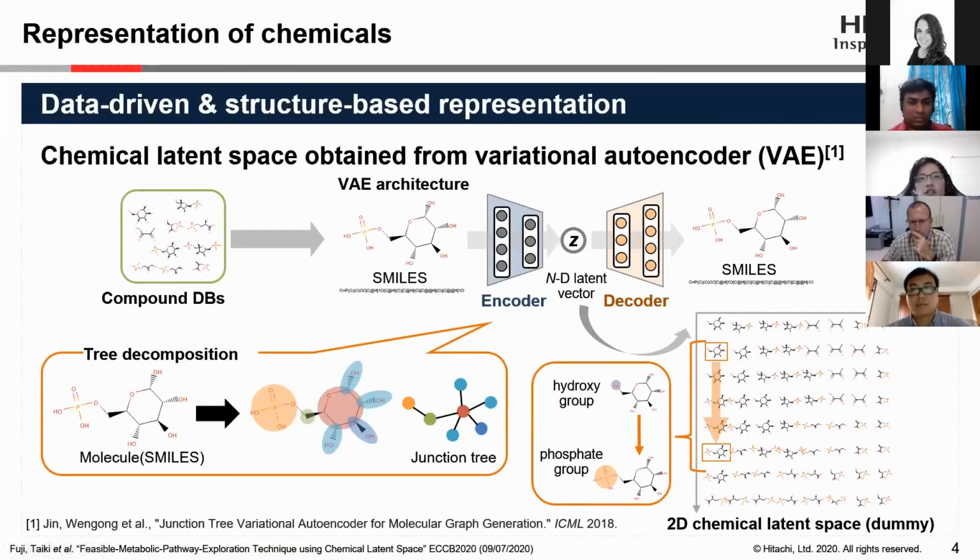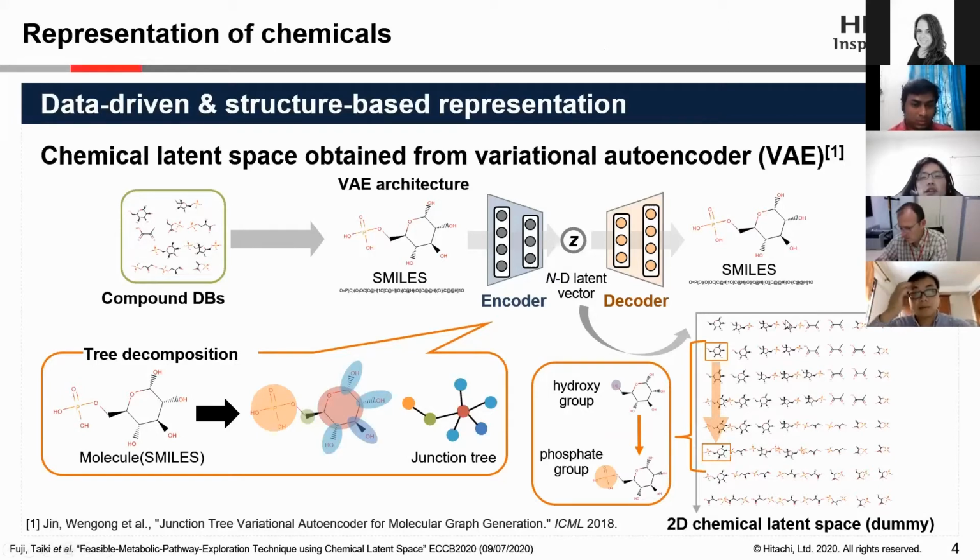For representation of chemicals, we use a data-driven and structure-based representation. Actually, we utilize a chemical latent space obtained from the variational autoencoder, VAE, method, which is one of the deep latent modeling techniques. The VAE we used has a junction tree decomposition. The tree decomposition is effective for not only evaluating the molecular similarity of structure between small compounds, but also representing the overall backbone structure of compounds.